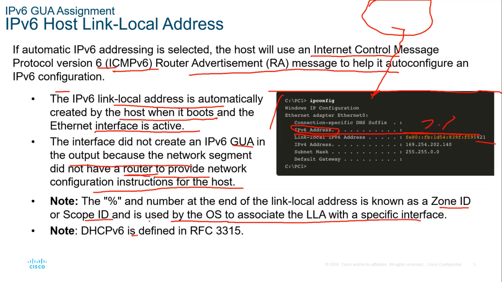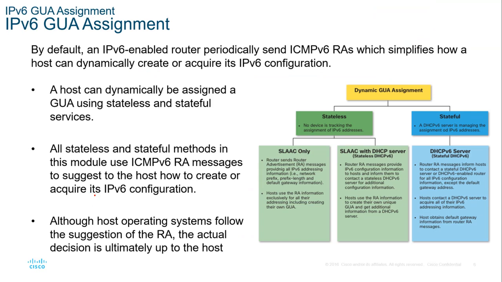Note, DHCP is defined by this. By default, an IPv6 enabled router periodically sends ICMP router advertisements, which simplifies how a host can dynamically create or acquire an IPv6 address. So with dynamic global unicast assignment, we have what we call stateless and then stateful.